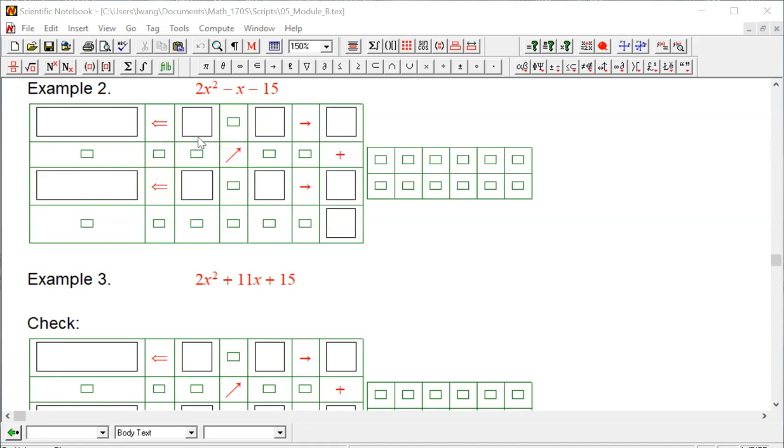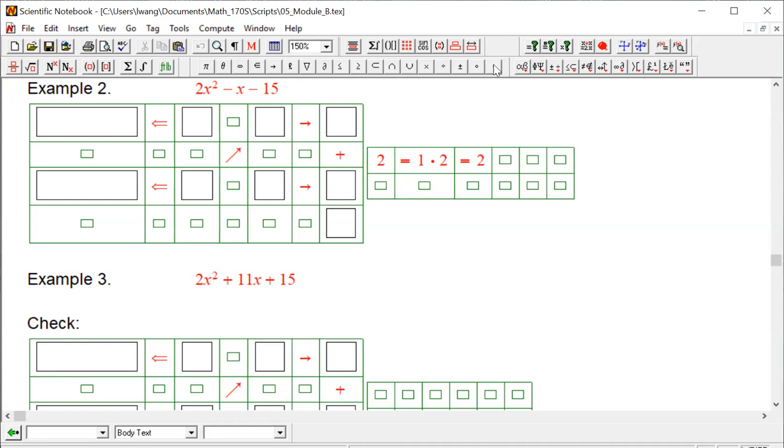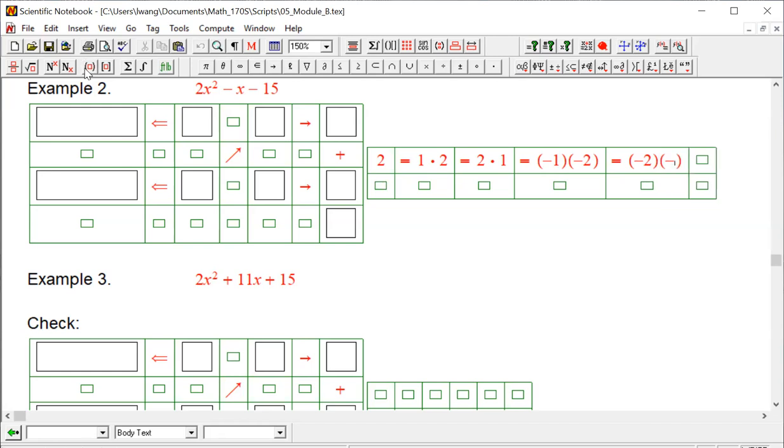So let's look at the second example. In the second example, we have the same thing. 2 equals 1 times 2, or 2 times 1. You could try all these options, or you can also write it as -1 times -2, and -2 times -1 if you wish. Sometimes you don't really need to list all of these, but just for reference, if one doesn't work, you can try something else.